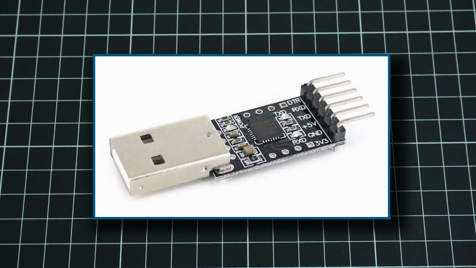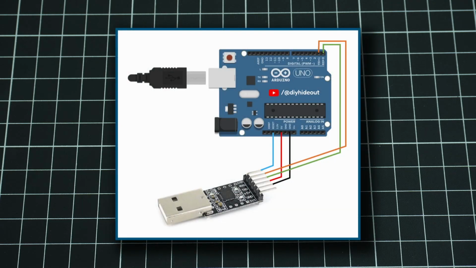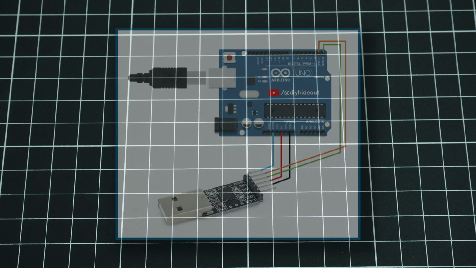There's also another type of USB to TTL module that makes this process easier. For this, you need the CP2102 based USB to TTL module with the DTR pin. If your module has DTR pin, then connect the circuit according to this circuit diagram. With this setup, the reset happens automatically during upload, so you don't need to press the reset button manually.